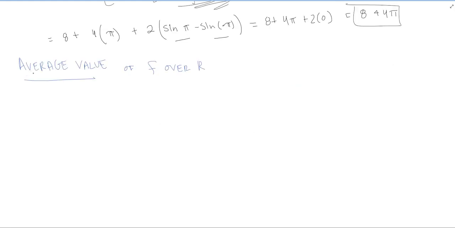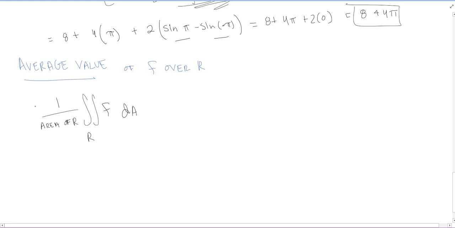Alright, the last thing I want to talk to you about is average value. This is going to be the average value of a function over your region R. And so the formula for this is the following. It's still your double integral, but I'm going to put something in the front here. So it's a double integral over your region R of your function f dA. But the way you get the average value is you actually divide by the area. So you say 1 over the area of R.